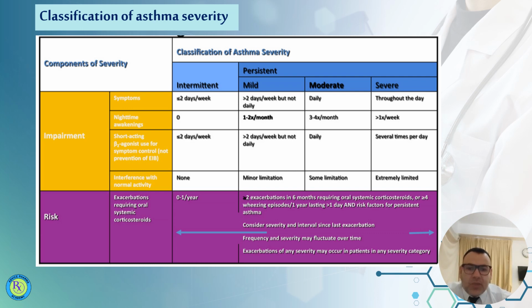In nighttime awakening, if the patient wakes up 1 to 2 times per month, he is mild persistent. 3 to 4 times per month, moderate, and more than once per week he can be classified as severe. Regarding impairment in activity, minor limitation, some limitation, or extreme limitation can be classified as mild, moderate, and severe.